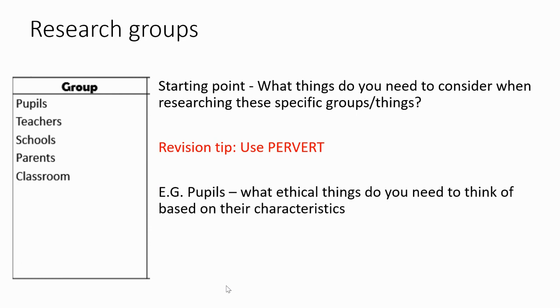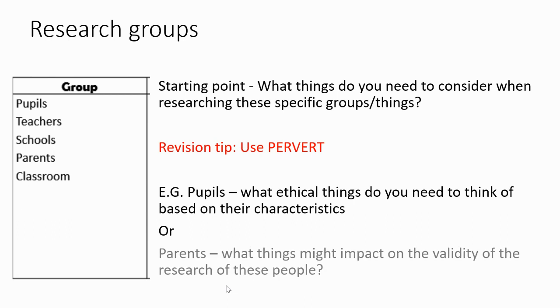So for example, pupils. One of the things that we need to think about with pupils is their age, because we can't get consent from the pupil. We would need to get the consent from their parents. So there's an ethical thing, but what's the impact of that? So link it to PERVERT. So is it a practical? Is it going to be validity?